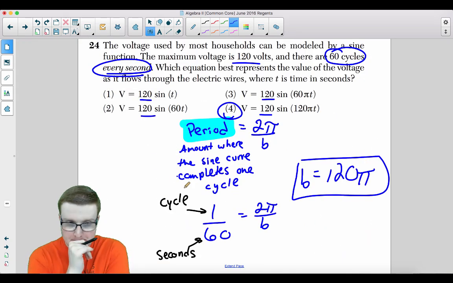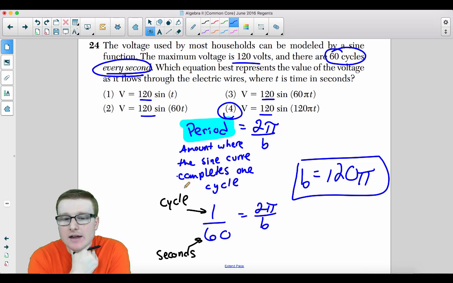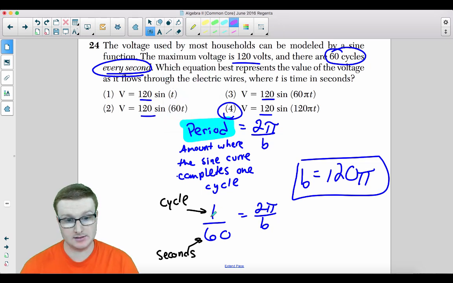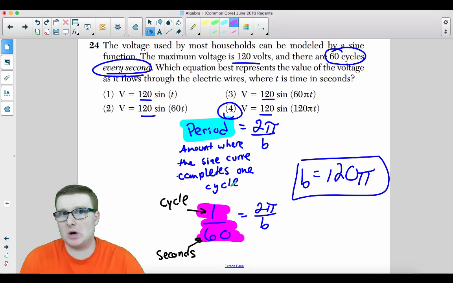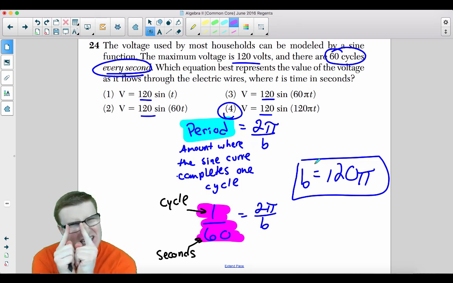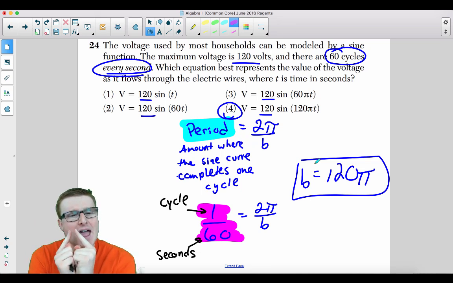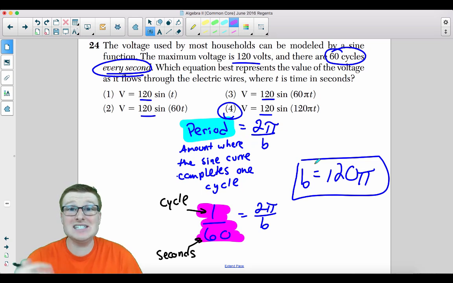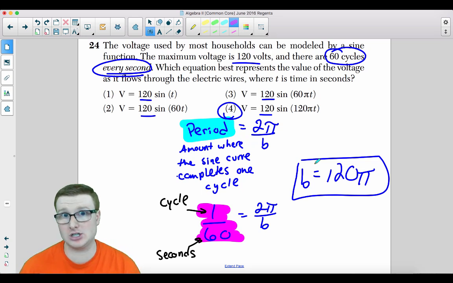Now, let me just explain that one more time, because I guarantee most of you got lost right here by the period. That's personally where I got lost. And then after that, it's just easy math. The period of a sine or cosine function is defined as the amount where that curve completes one cycle. Just a little cycle. And there are 60 cycles every second. Every single second, there are 60 cycles. That's a lot of freaking cycles. That's why you get electrocuted.